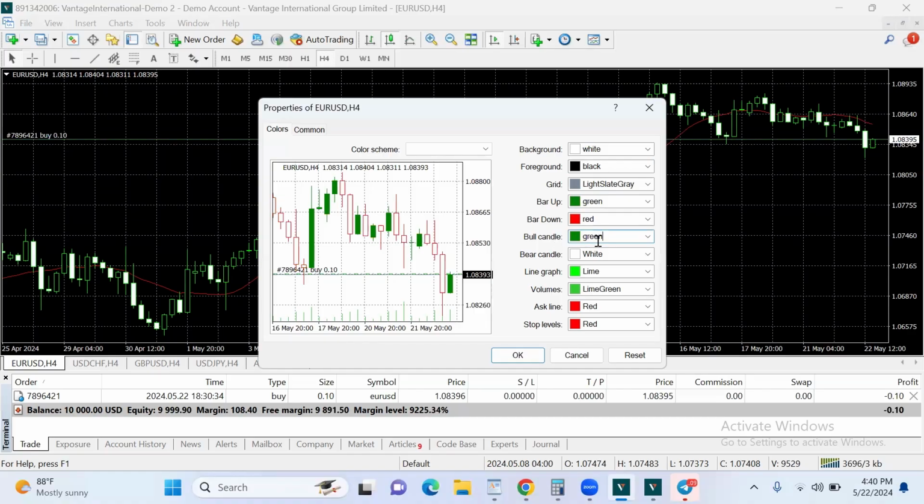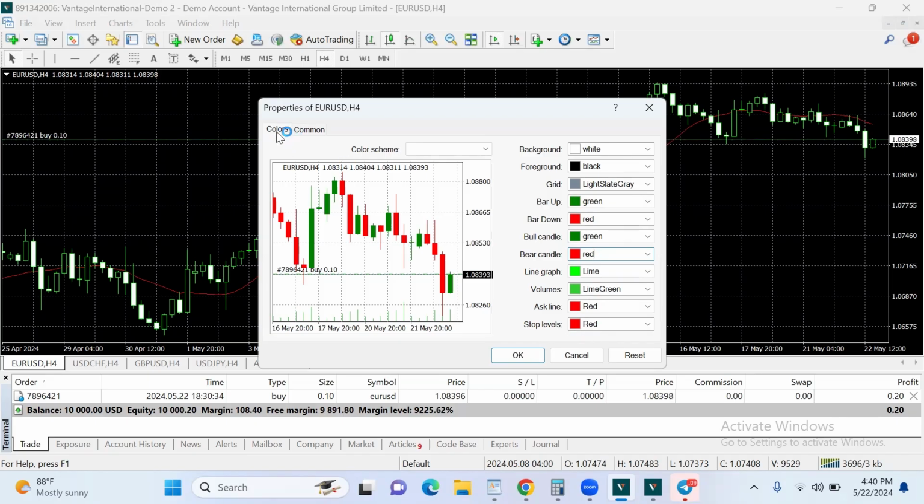Green candles. Then bear candle, that's, oh no, bar down. Okay, green candle. Bull candle is green. Then bear candle, let's change that one to red. See, it has changed it to red. Can you see that now? Yeah, so every other thing, we can leave alone.